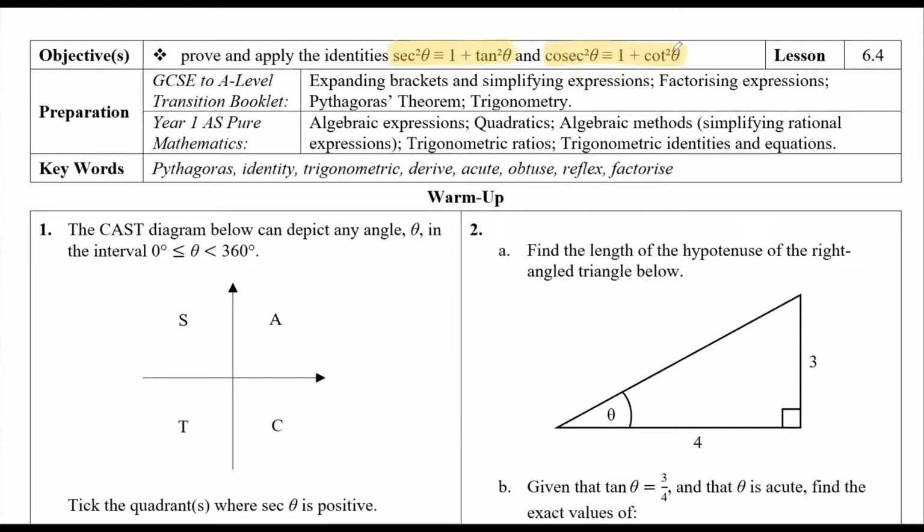As usual, there's the GCSE to A-level transition booklet prerequisites and some of the work from last year. There's quite a lot there: algebraic expressions, quadratics, algebraic methods, and a lot of trig as well, because as we progress through the course, we're going to be fusing together lots of different topics. Okay, so at this point, please pause the video, have a go at the 4 warm-up questions, and I will go through the answers.